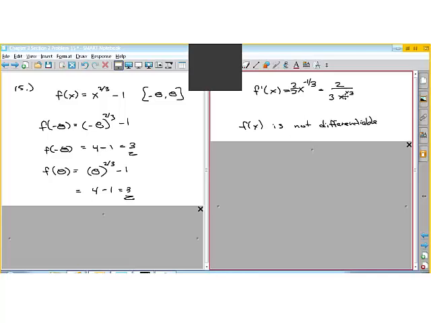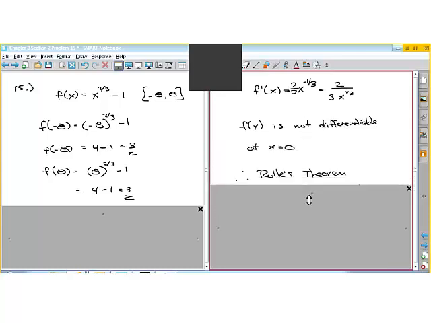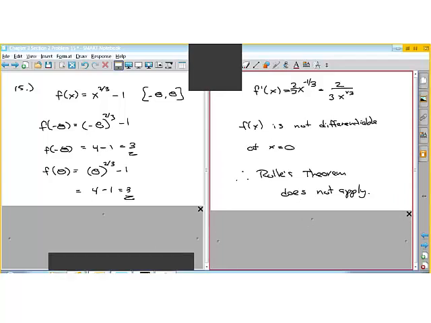But actually that's a problem. Okay. So it said it had to be continuous and differentiable. Well, it's continuous. It doesn't have a cusp. We'll look at it in a second. It's not differentiable. Therefore, because it's not differentiable, Rolle's theorem does not apply. So we can't apply it. Let's just plot this function.